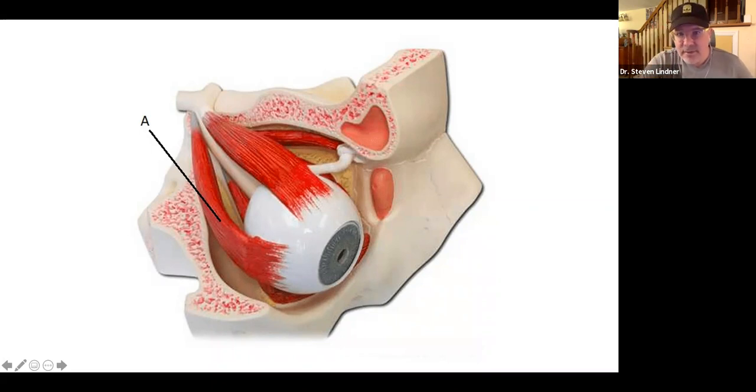Where are the 2 obliques? Here's the superior oblique on top. It's going through this little structure called the trochlea. It just so happens that the superior oblique is also innervated by the trochlear nerve, which is cranial nerve 4. And then on the bottom, that's the inferior oblique. So superior rectus, lateral rectus. Right there is the medial rectus, superior oblique, and inferior oblique. Those are the eye muscles.